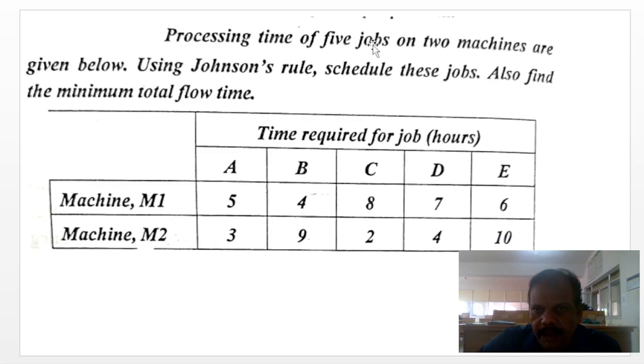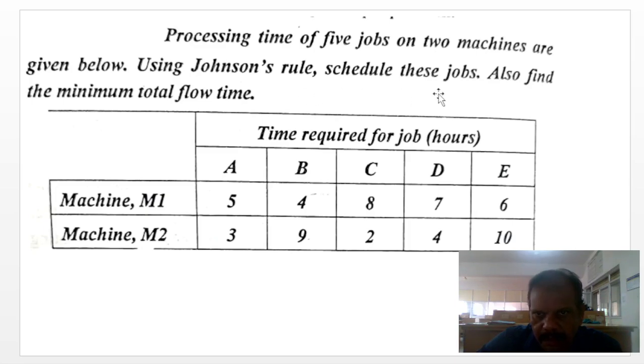The processing times of the 5 jobs on the 2 machines are given, and we are using Johnson's rule to schedule these jobs, and we have to find the minimum total flow time. The condition is that both machines should be used in the order M1 first and then M2. All the jobs are to be processed on both machines in this order only. So we cannot skip the machines.